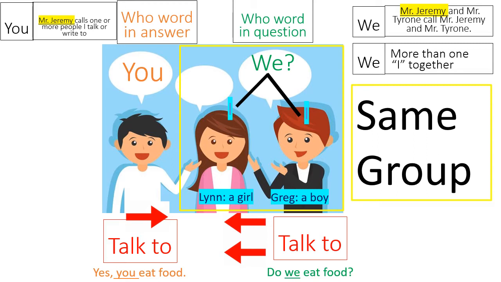So when we use the word we in a question, so we, two or more people call two or more people we, when the who word is we in the question, and we are talking to somebody else who's not part of the group, outside the group, the who word in the answer is you. Okay? So look at this slide if you don't remember when you do your work.